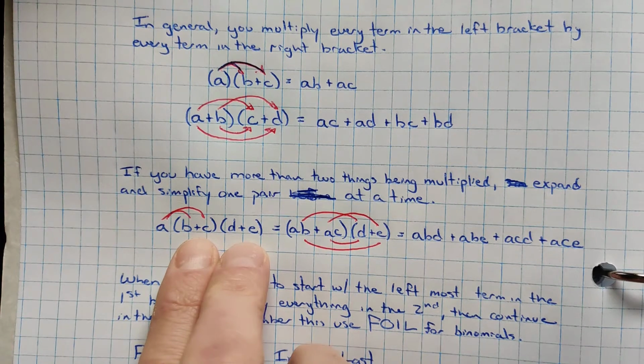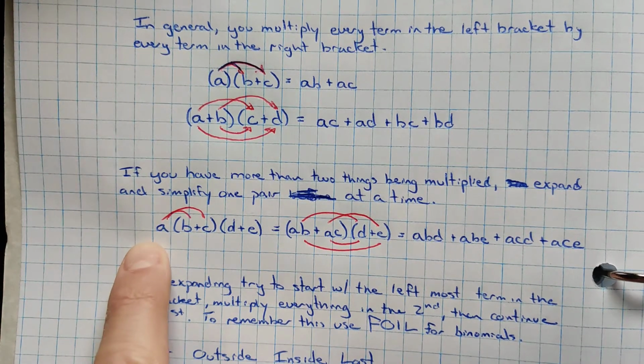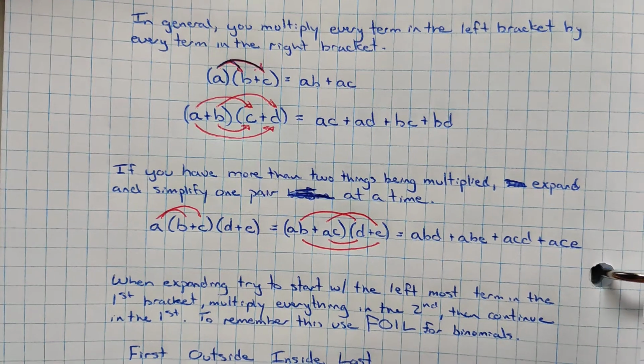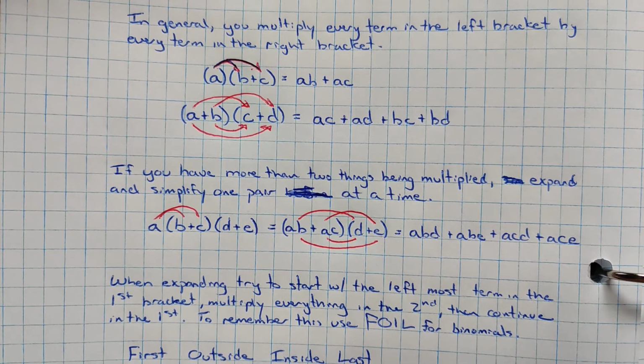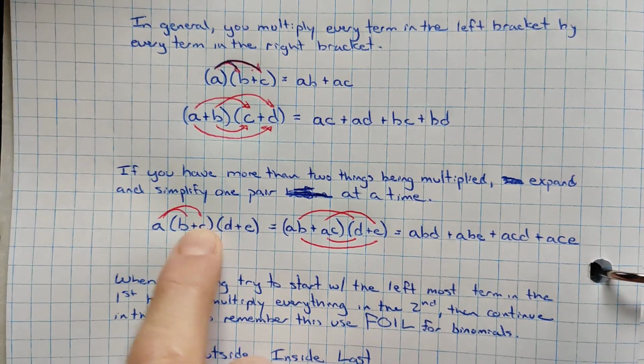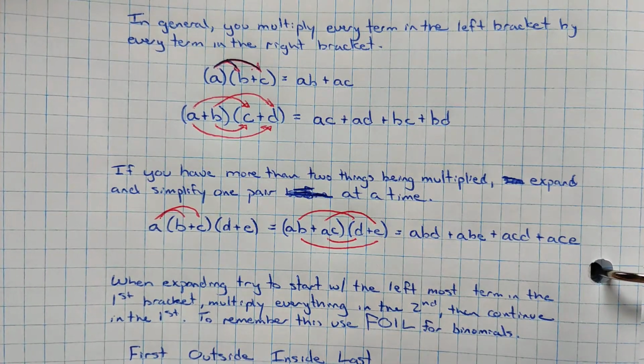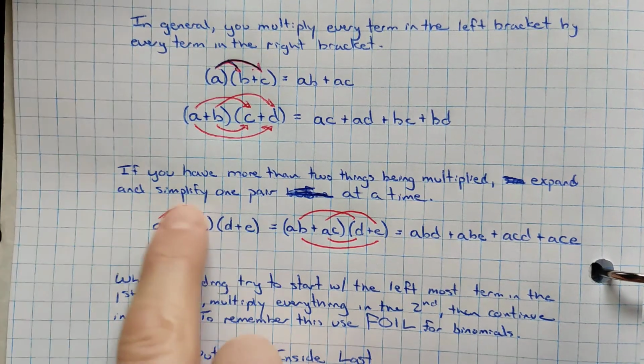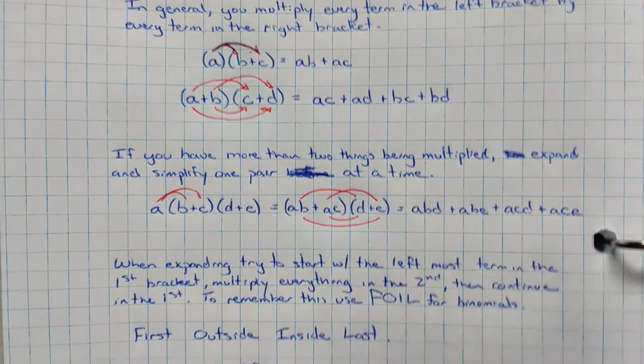You could multiply the binomials first, then multiply the a through, up to you which order you do them in. Multiplication doesn't care about order, but it does matter that you do them in pairs. You don't try and do them all at once. Don't try and multiply everything by a. Just one pair at a time.